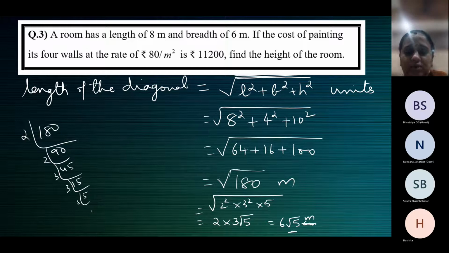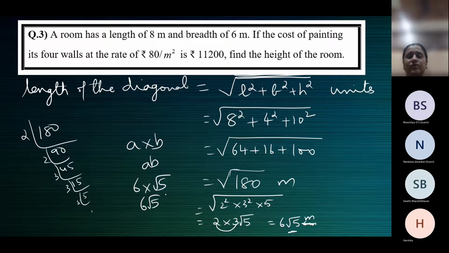From 2 2s, 1 2 comes out of the square root. From 2 3s, 1 3 comes out of the square root. And 5 does not have a pair, so it remains under the square root of 5. Now 2 3s are 6, the numbers outside the square root. 6 into root 5 is 6 root 5. See, like a into b, don't we write ab? Like that, 6 into root 5 is 6 root 5. So what do we mean by 6 root 5? 6 into root 5. So sometimes square root of 180 you might not find as one of the 4 options. So you should know how to proceed further and get 6 root 5.